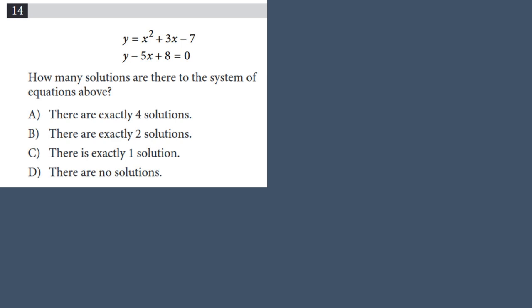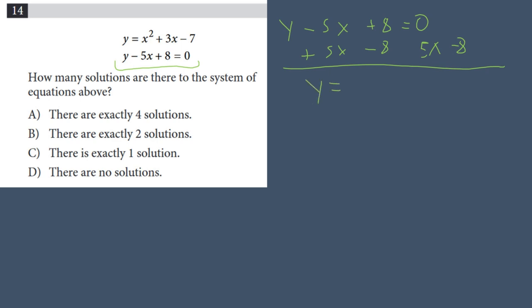So with this one, you see that there are two formulas. So I'm going to go ahead and substitute. I'm going to look at the second one, and I'm going to get y by itself. So right now we have y minus 5x plus 8 equals 0. I'm going to do plus 5x minus 8, same thing to the other side. So now I have y equals 5x minus 8.